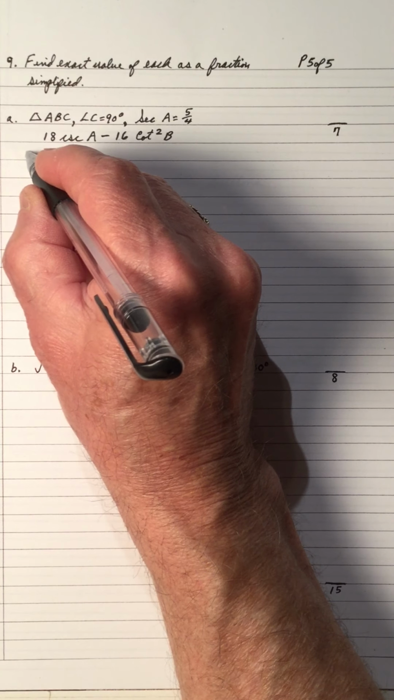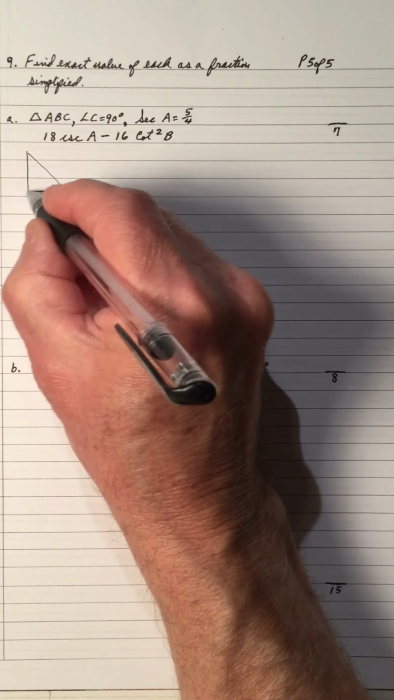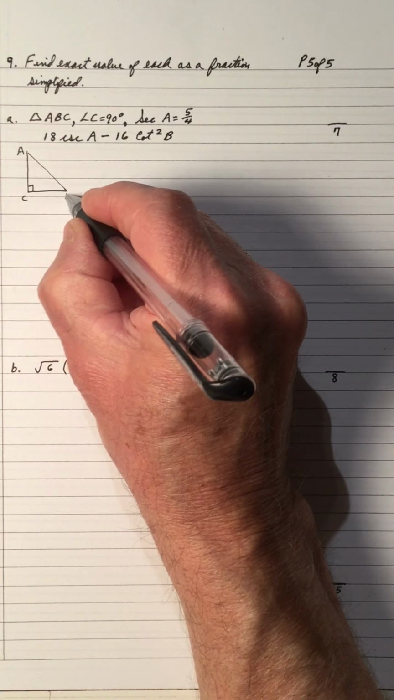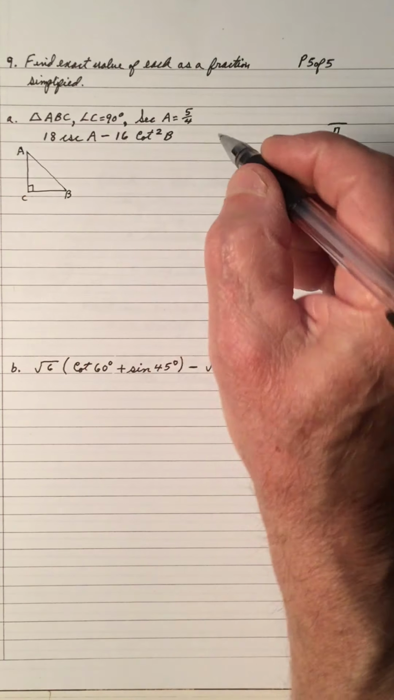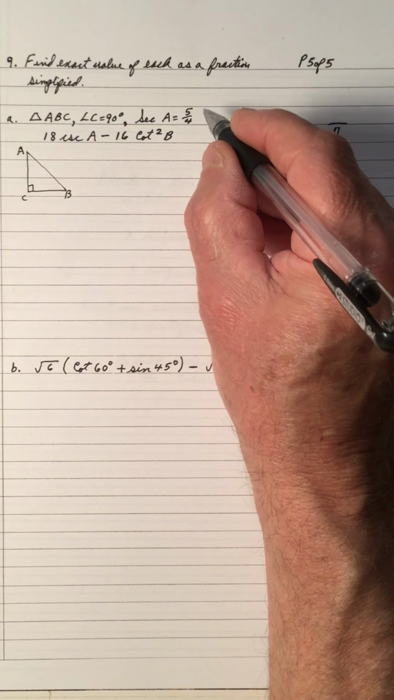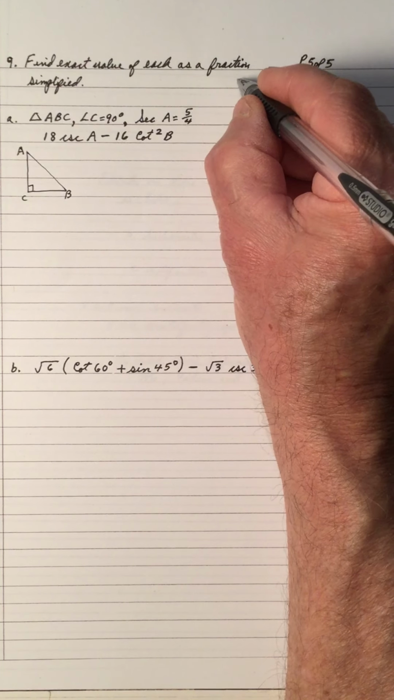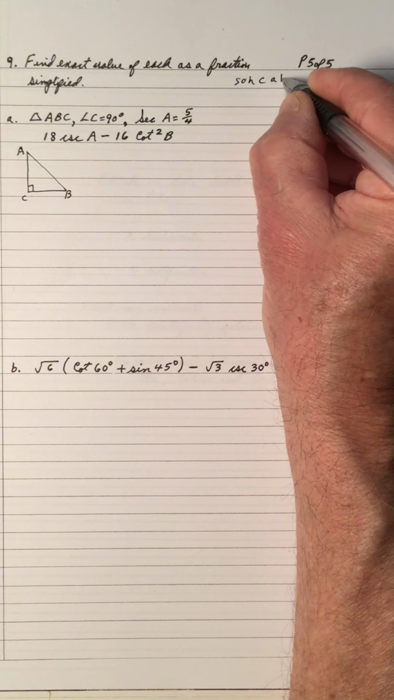We have a triangle ABC, and angle C is a right angle. A and B go in these positions. You can put A here and B there, it makes no difference. And I have, again, SOH CAH TOA. If you had it written on a one-page sheet somewhere, you wouldn't have to keep writing this out.